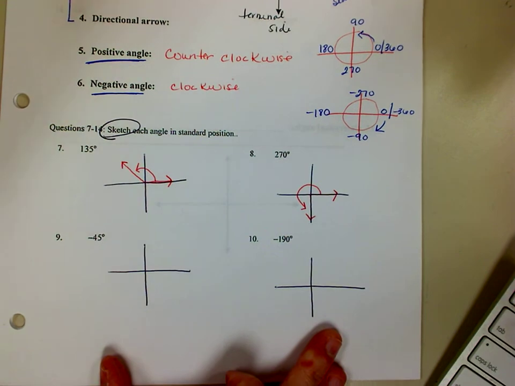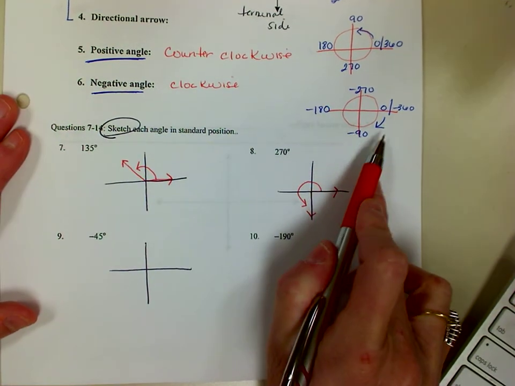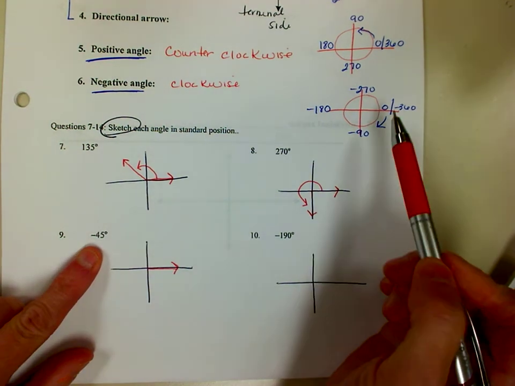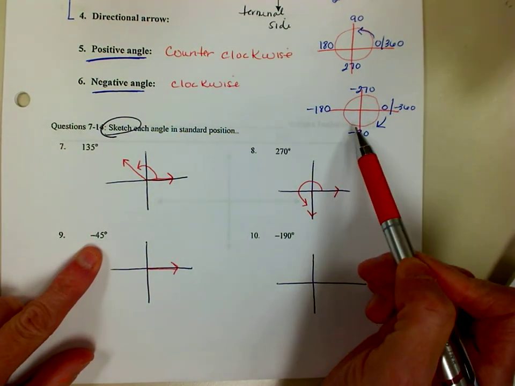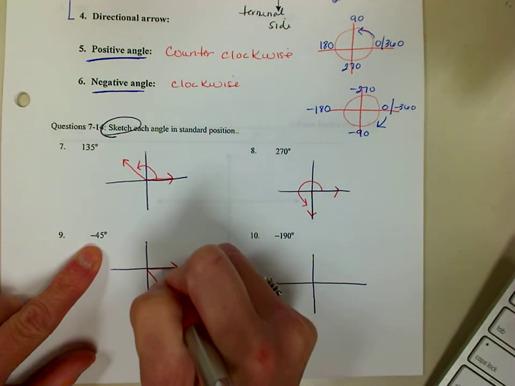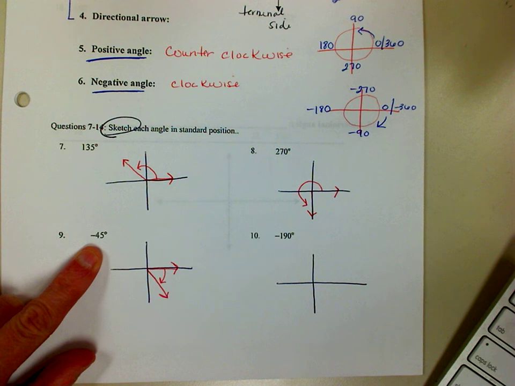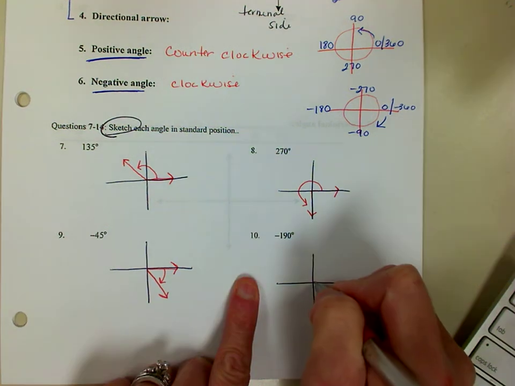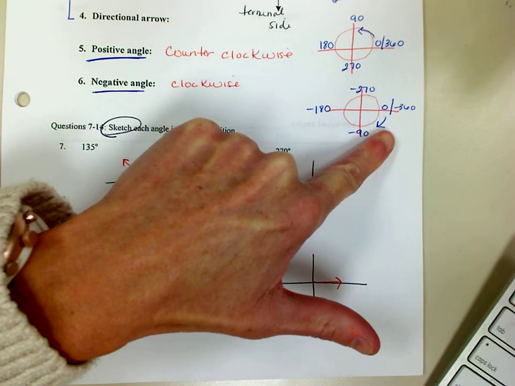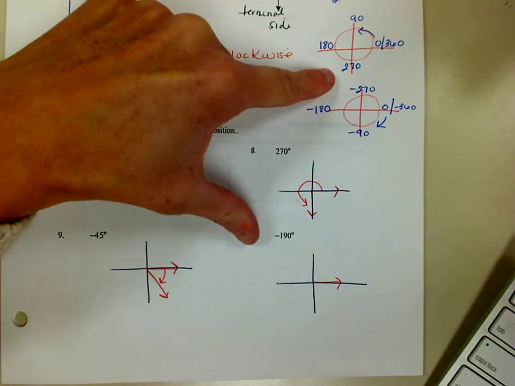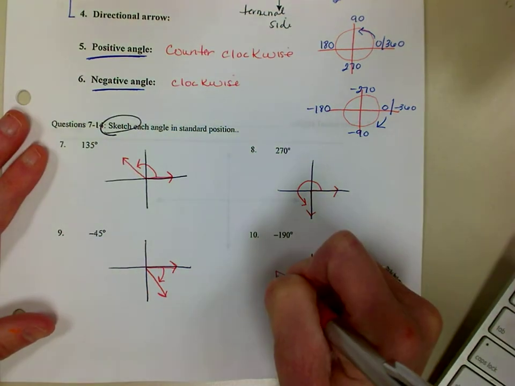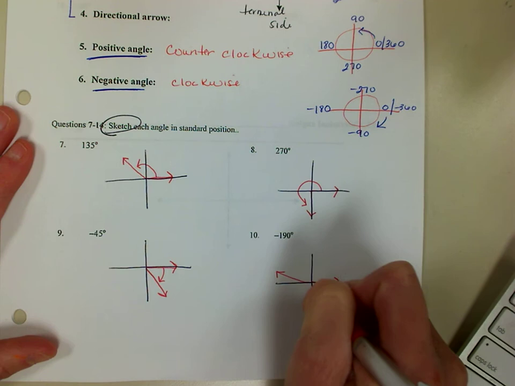Okay, both of these are negative, so I'm going to be looking at this one, and I want to go clockwise. So here's my initial side. Negative 45 would be in between 0 and negative 90. So negative 45 would be down here in the fourth quadrant. And I'm going clockwise. And then I got negative 190. Here's my initial side. Negative 190, I'm going clockwise, it's going to be slightly past negative 180, so I'm going to be somewhere in the second quadrant, and I'm going clockwise.